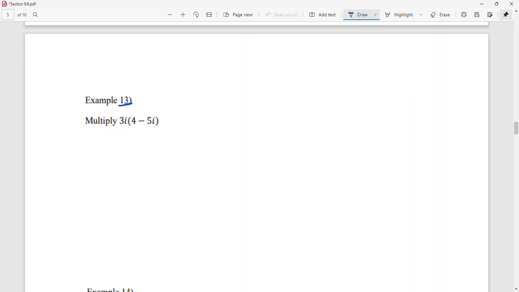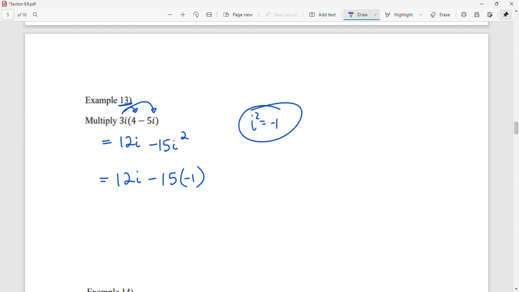For example 13, we'll use distribution. 3i times 4, that's 12i. 3i times negative 5i is negative 15i squared. Now let's simplify it a bit. We can say that 15i squared is the same as 15 times negative 1. Again, i squared equals negative 1. So we'll do the substitution. And so we write it as 12i plus 15.